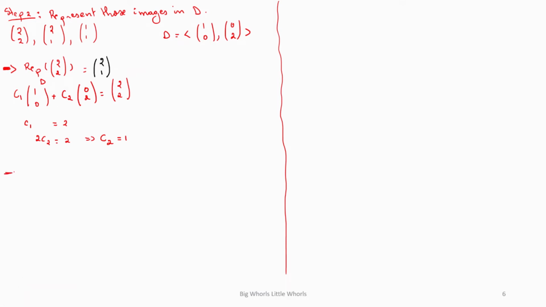Now let's represent the second image with respect to D. Of 2, 1. That's my 2. Looks funny.